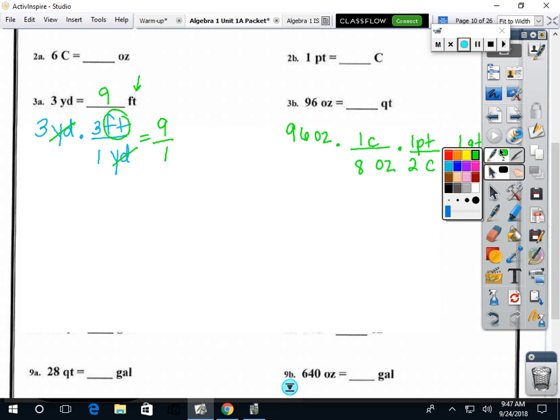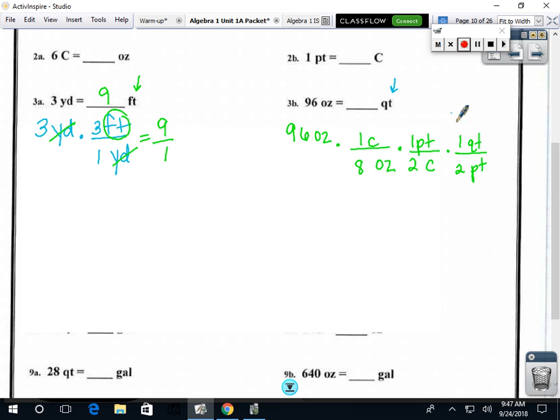Okay, so now we can finish up with our chain because we've made it to the desired units, which was quarts. You cancel out all the other units because there's 1 on top, 1 on bottom for all of them. In the top, it's just 96 times 1 times 1 times 1, which is 96. In the bottom, it's 8 times 2 times 2, which is 32. And then what is 96 divided by 32? 3.